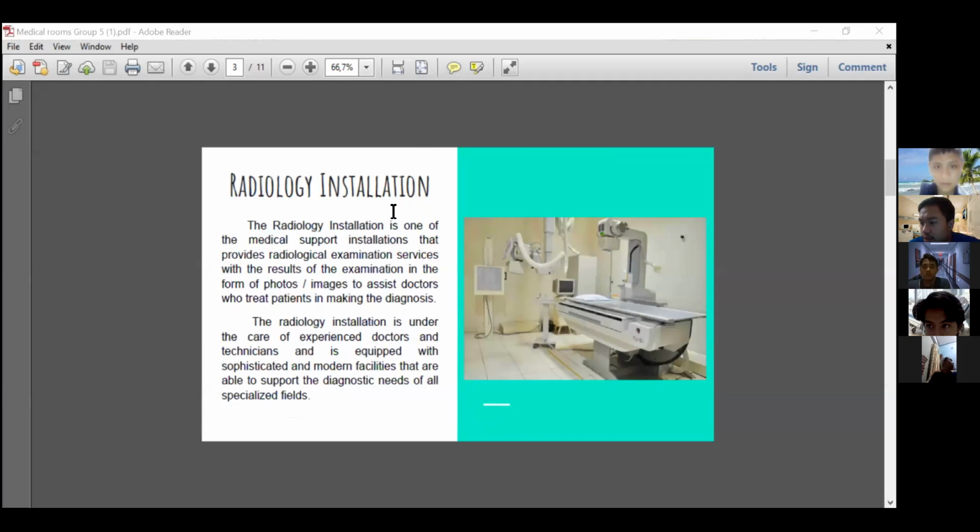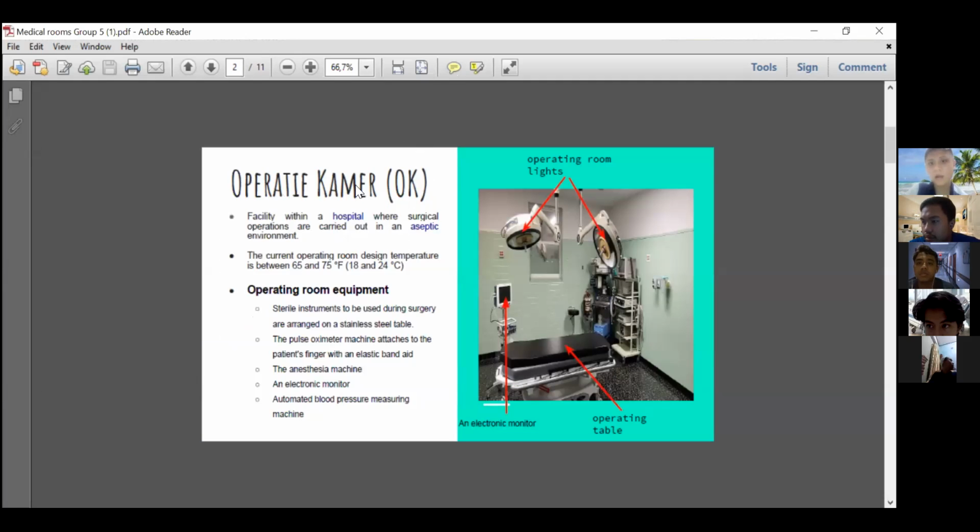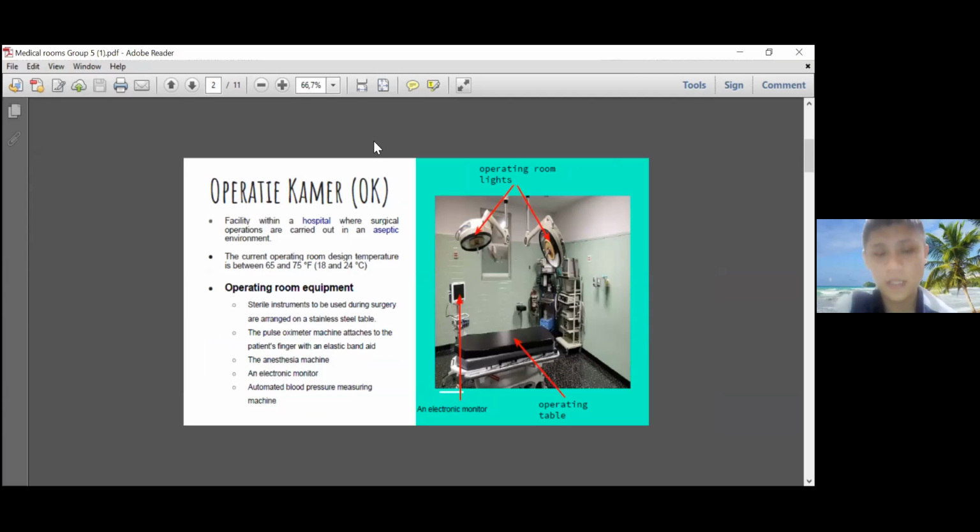First, I'm going to explain about the operating room, as we know as OK rooms. This room is the facility within a hospital where surgical operations are carried out in an aseptic environment. And the current operating room design temperature is between 65 and 75 Fahrenheit, 18 and 24 Celsius.